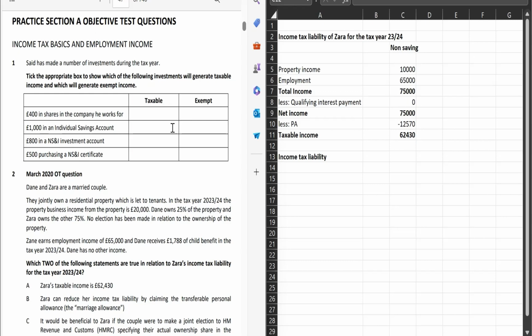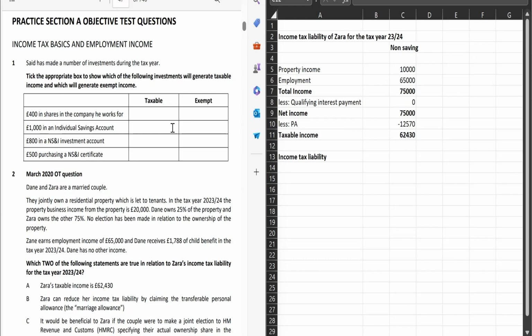Second one is 1,000 in an individual savings account. In an ISA, there is a limit that up to 20,000 there will be no tax, so it's an exempt one. Third, 800 in an investment account. It says investment account, which means you will earn interest in return for this investment, so it's taxable, and interest income will be taxed under the savings income head.